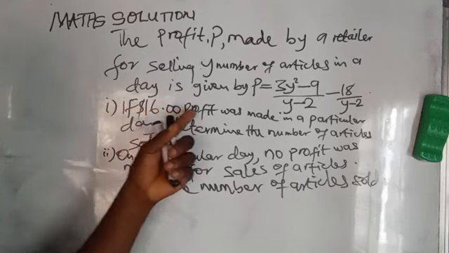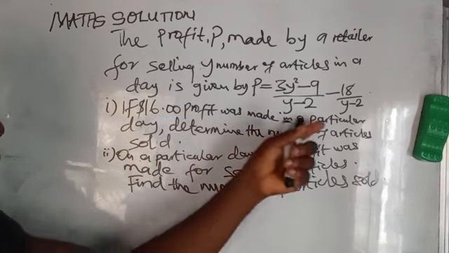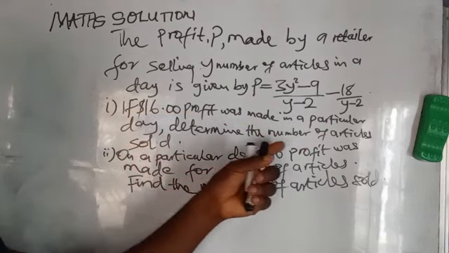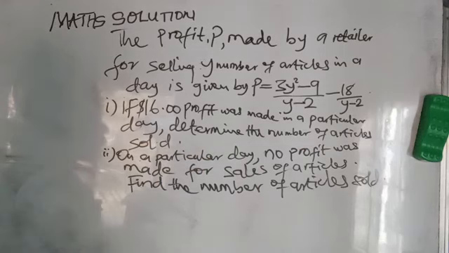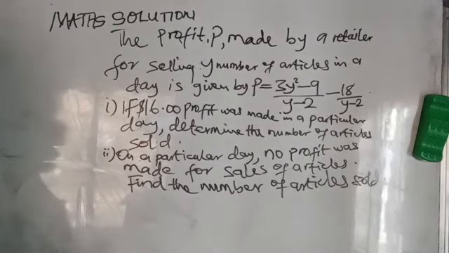If $16 profit was made in a particular day, determine the number of articles sold. On a particular day, no profit was made for sales of articles. Find the number of articles sold.